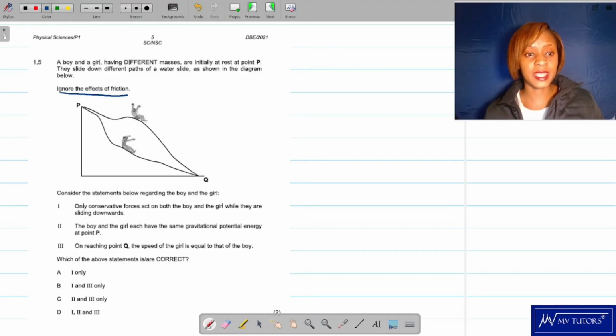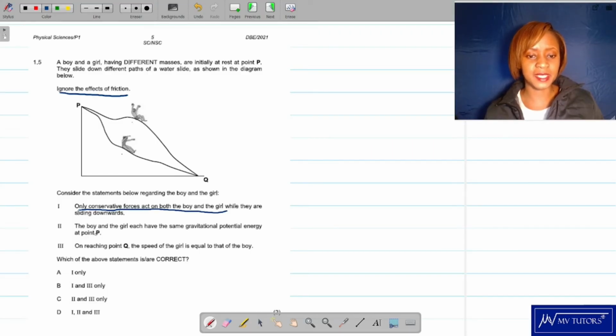non-conservative force, which is quite path dependent, but we are told to ignore the effects of friction. So air friction, friction on the slide itself, any kind of friction, you're ignoring it. And if you're ignoring it, the only force acting on these two individuals, this boy and girl, is gravity. Gravitational force falls under conservative forces. So yes, only conservative forces act on the boy and the girl while they are sliding downwards.